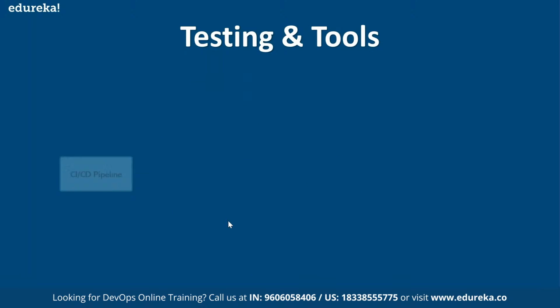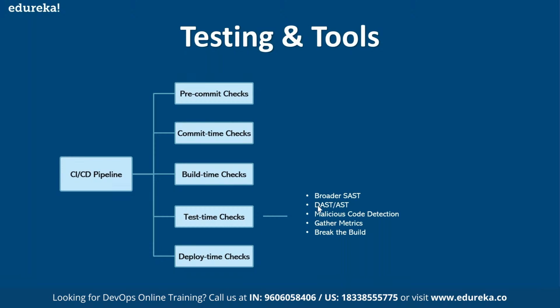Now test time checks are there. Here DAST has come. Why has DAST come over here? When we do the testing, do we have our environment ready? Can we do the testing without having code deployed into the environment? No. Once your code is deployed, your environment is ready. That time DAST testing is there, which we have discussed. So SAST is for your source code, DAST is for your environment. Then you will have your deployment checks.